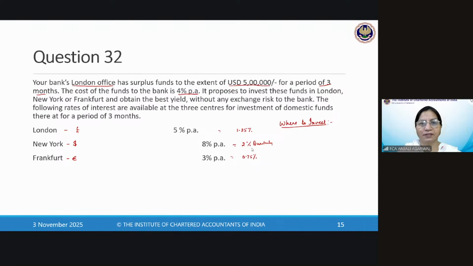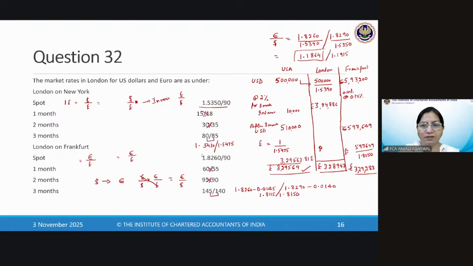Okay, thank you, Leela. So 500,000 will become 500,000 multiplied by 1.02, $510,000. And after that, you convert it into pounds. So how will you convert it into pounds? Pound by dollar rate. And that too after 3 months. Swap rates are given. 80-85 means 1.5350 plus 1.0080. So 1.5430 and 1.5475. Now which one will be applicable?